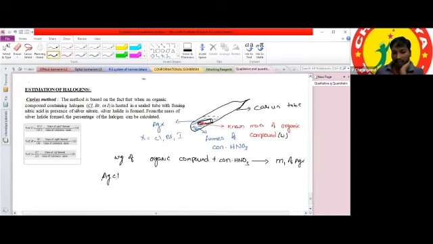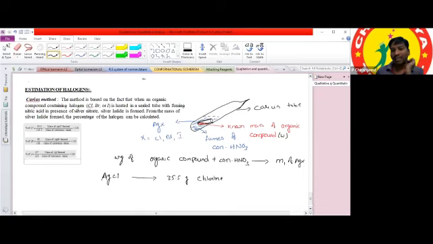How is it forming here? Silver chloride. Chlorine is present in the form of silver chloride. 1 mole of AgCl contains 35.5 grams of chlorine. How many grams of chlorine are present in 1 mole of AgCl? 35.5 grams of chlorine is there in 1 mole of AgCl.